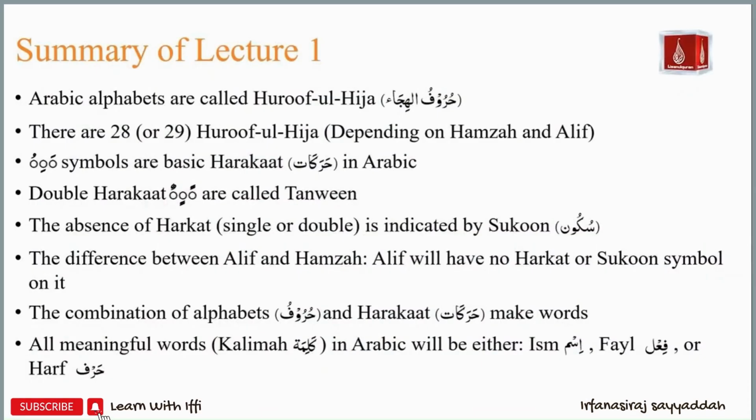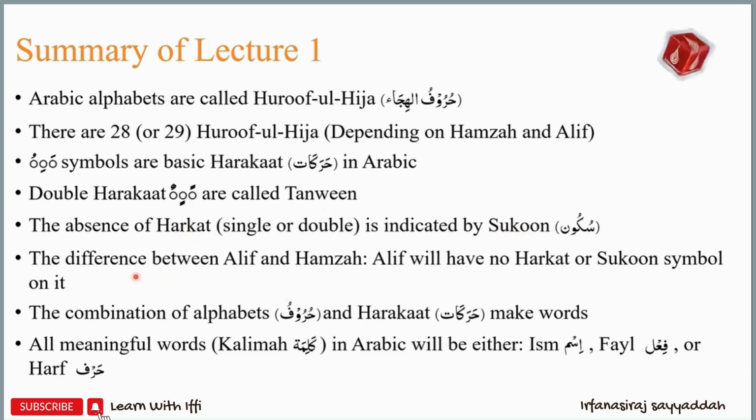This is a summary of the first lecture. We learned that the Arabic alphabets are called huruf al-hija. These are 28 or 29 in number depending on hamza and alif. Pesh, zer, zabar symbols are basic harakat in Arabic. Double harakat, do pesh, do zer, do zabar are called tanween. The absence of harakat, single or double, is indicated by sukoon.